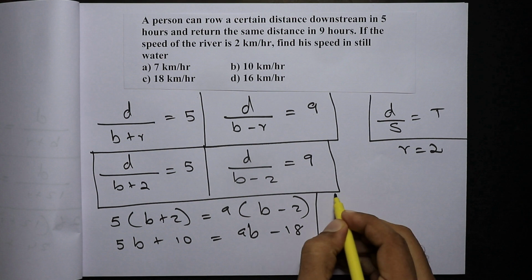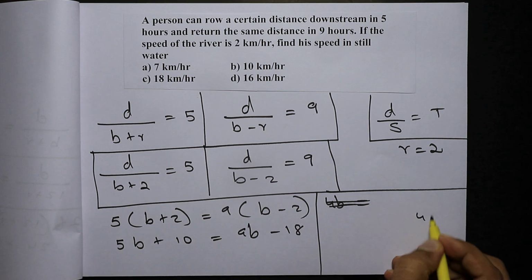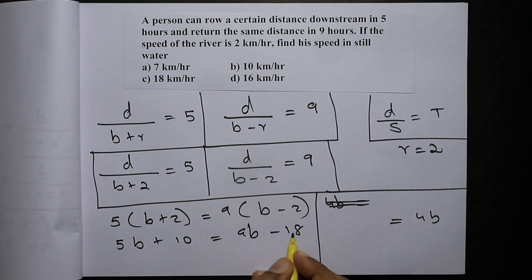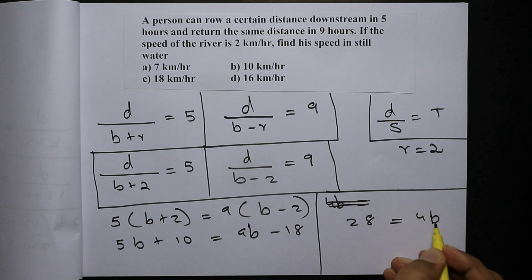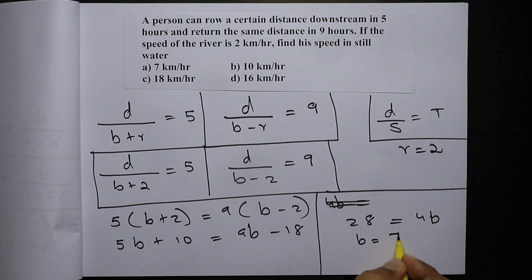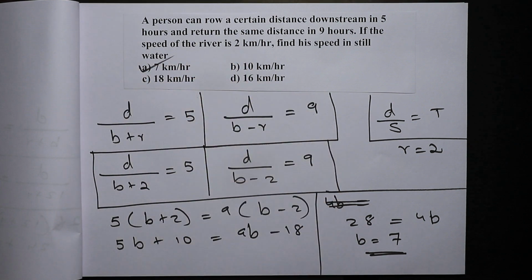So I'll just work it out here. I'll bring 5b to this side. So 9b minus 5b, that is 4b. 4b is equal to, negative 18 to this side, so 10 plus 18, that you will get as 28. 4b is equal to 28, or b you will get as 7. That is 7 kilometers per hour. That is the speed of the boat in still water. Hence option A, 7 kilometers per hour.